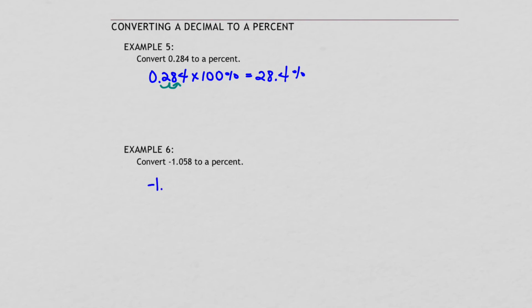For negative 1.058, again, multiply by 100%, we get negative 105.8%. Or move the decimal 2 places to the right, and it's between the 5 and the 8. I'm going to move on. If I'm ever moving too fast, all you got to do is pause your video. That's one positive to these videos. Instead of sitting in class, you can always pause or rewind.